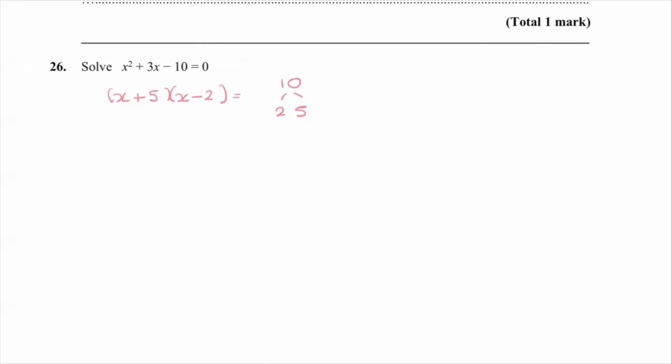This equals 0 still. And now I've written an equivalent form for this equation. I want each one of these brackets to equal 0. So we are going to say x is equal to minus 5. If I had minus 5 here, minus 5 plus 5 is 0. Perfect. And then x is equal to 2, because 2 take 2 is 0. And those are my answers.